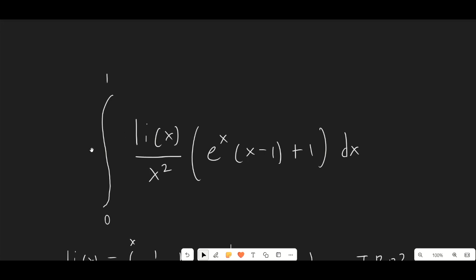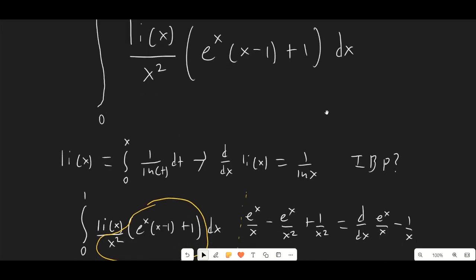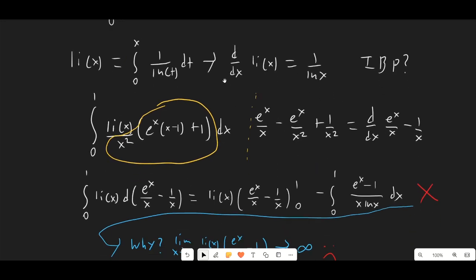So this is the integral from 0 to 1 of Li(x) over x squared times e^x times (x - 1) plus 1, dx. And in this case, Li(x) actually represents the logarithmic integral function, which is just the integral from 0 to x of 1 over ln t dt. Now the direct result of this is that the derivative of Li(x) is 1 over ln x, which immediately suggests that we should be trying to use integration by parts, because we want to reduce this from an integral function into a normal type of function.